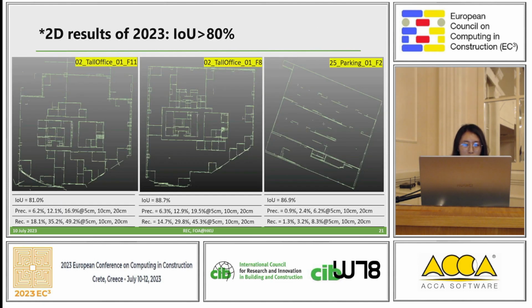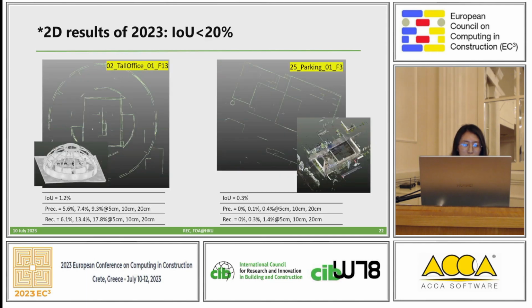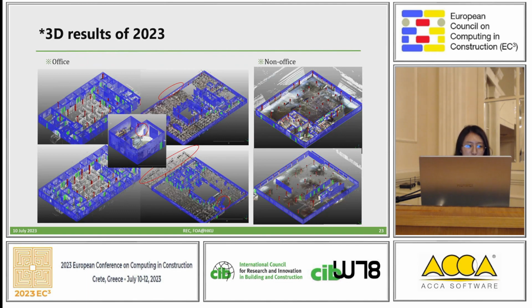In the 2D results, there is high IoU. There are also some cases that we cannot handle very well, such as buildings with circular shapes, which are very rare in the training data. So both the learning and the pre-processing or post-processing cannot handle this case very well. And this is the 3D results. The left part is an office case, and the right part is a non-office case.